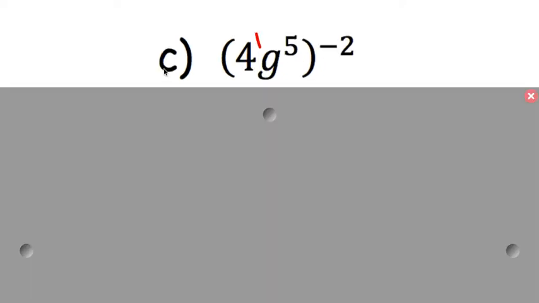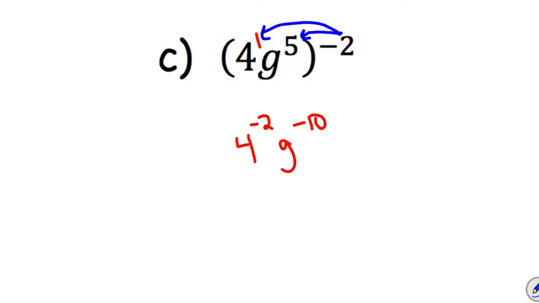Next, I only have one thing that needs filled in here, the 4 to the first power, so I'm going to plug in a 1 here for my exponent for 4. And then again, now it's a -2, and I'm going to multiply -2 times 1 and -2 times 5. For this one, I just did that first step for you. So -2 times 1 is 4 to the -2, and then -2 times 5 is g to the -10.